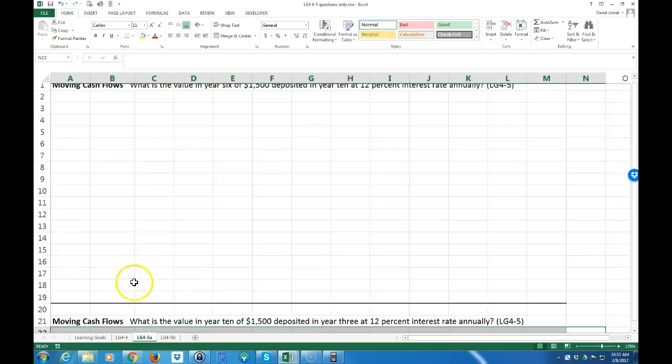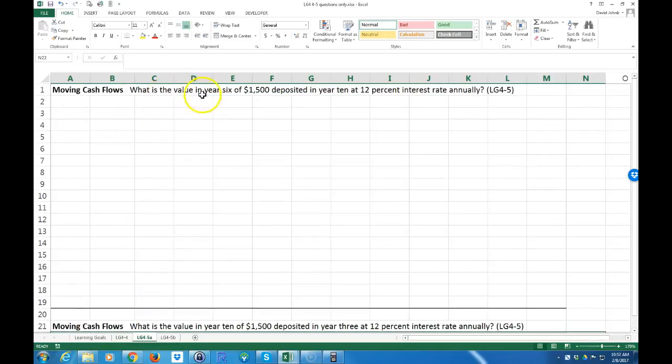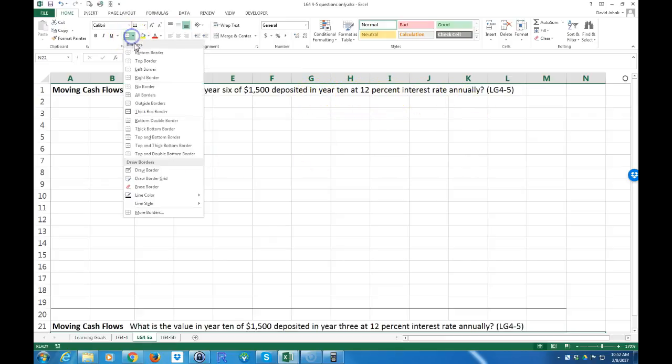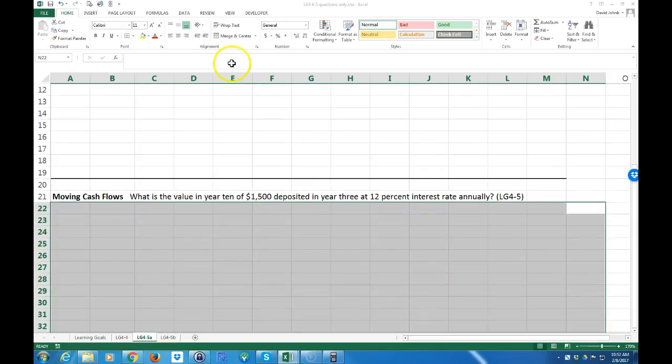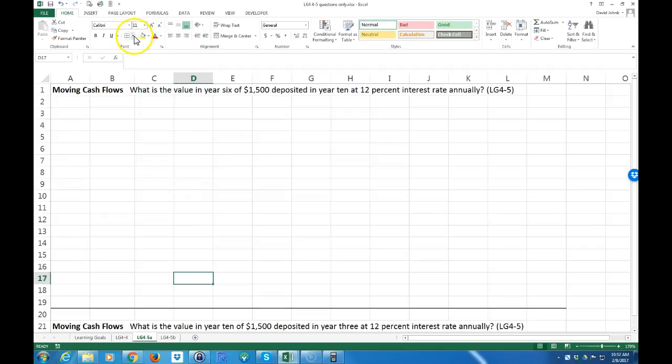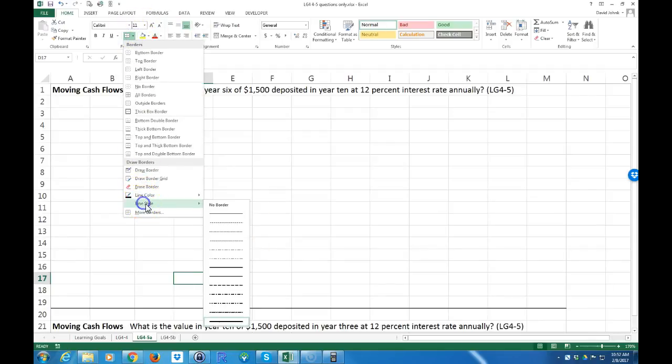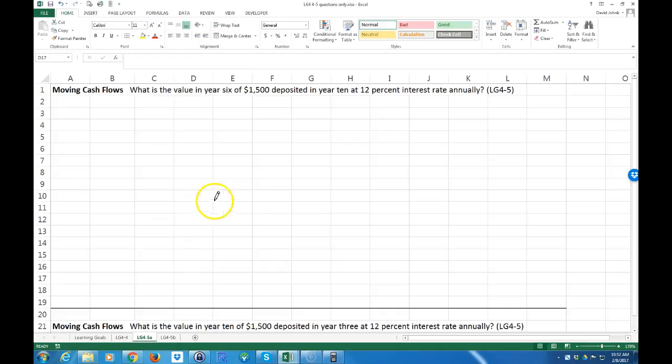So we can go here to look at this problem. What is the value in year 6 of $1,500 deposited in year 10 at 12% annual interest rate? So let's draw this out. I'm going to go a little bit quicker because I want to keep this video short if I can. You can always pause it if you want to duplicate. So this is 10 years, so I'm going to go 1, 2, 3, 4, 5, 6, 7, 8, 9, 10. And that's going to be deposited in year 10, so it's money coming out of my account.